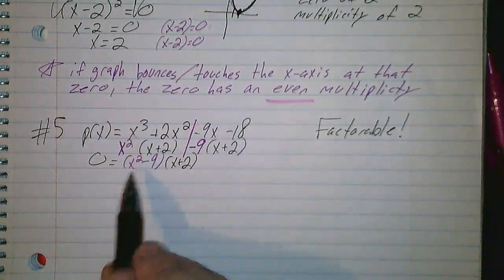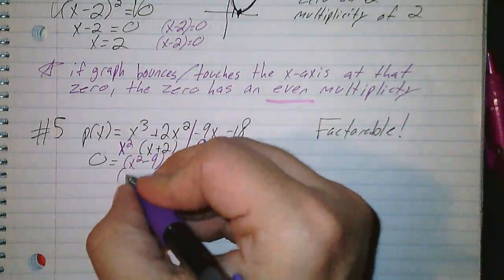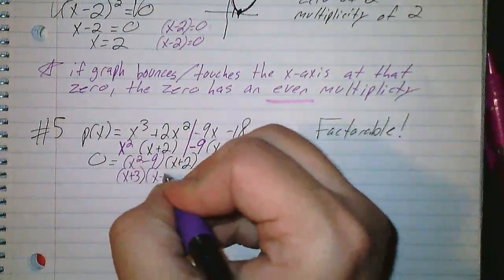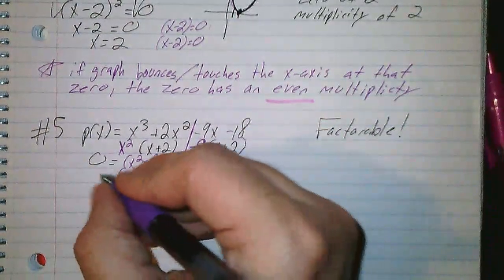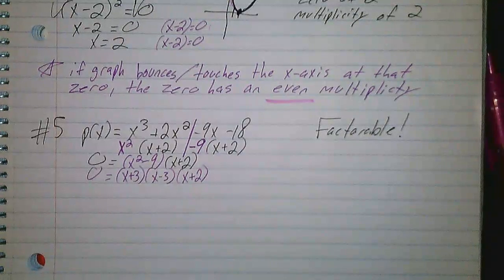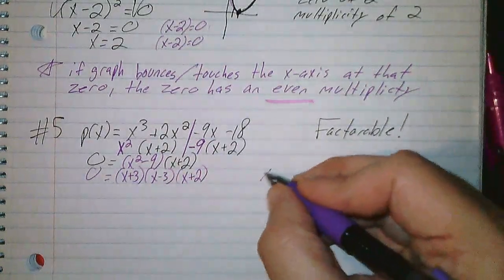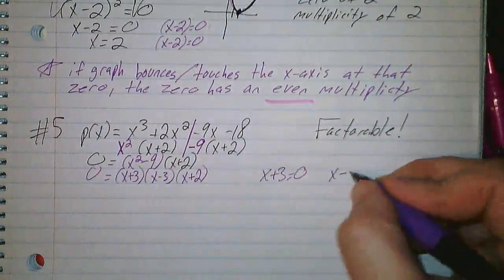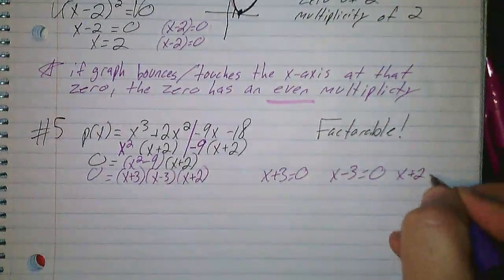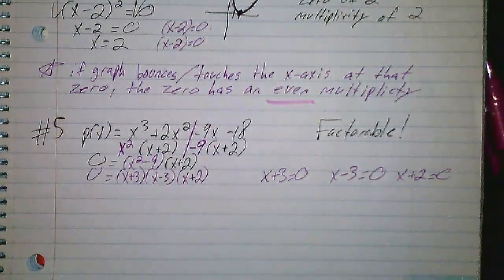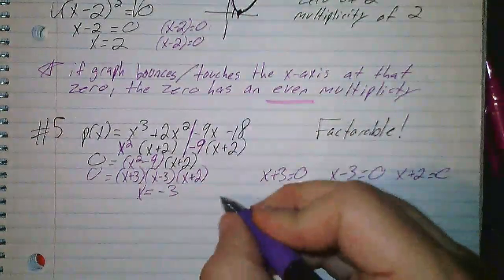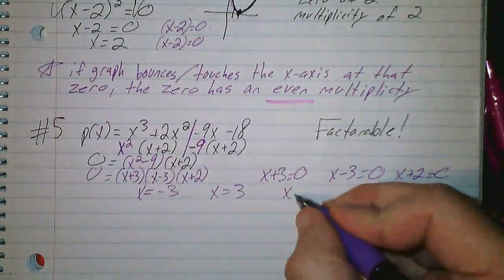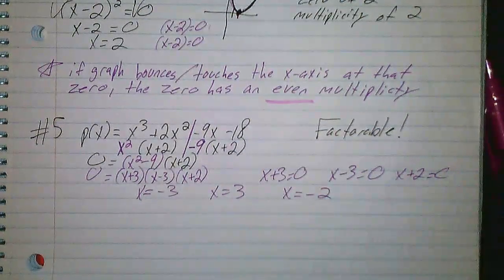But don't miss that this is a difference of squares. x plus 3 times x minus 3 times, I'll just keep it in purple, x plus 2. So, fairly easy to factor, and of course we set each factor equal to 0 and solve. So we have x equals negative 3, x equals positive 3, x equals negative 2.